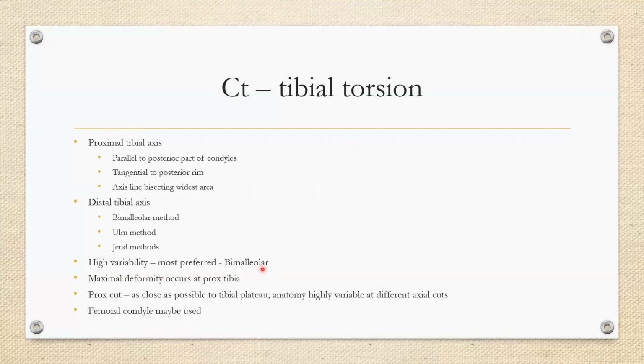Another point to note is that maximum deformity usually happens in the proximal tibia. So measuring tibial torsion with respect to the proximal tibial axis becomes tricky, since even a single cut which is distal to the deformity can lead to mismeasurement of the amount of deformity in the limb. So some authors recommend taking a cut as close as possible to the tibial plateau. However, certain authors recommend using the femoral condyle as a reference for measuring tibial torsion.